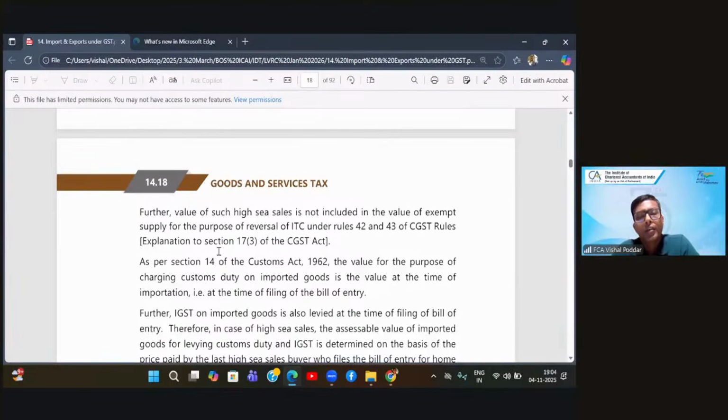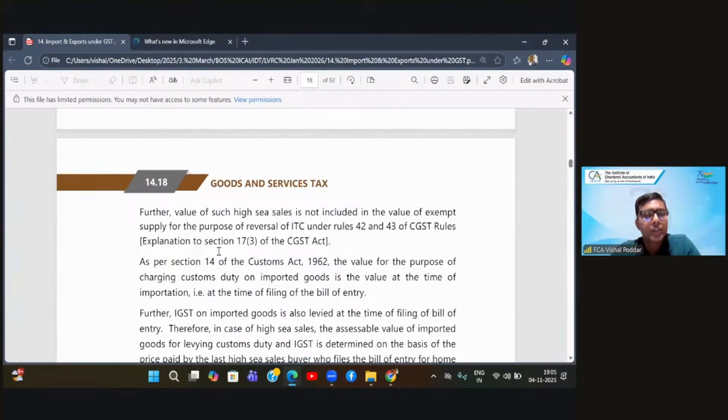Now, another interesting issue which you should know and remember is that there is Section 17(2) under the GST law. This 17(2), read with Rules 42 and 43 of the GST law, provides that whenever you are engaged in making taxable as well as exempt supplies, you have to do proportionate reversal of your common ITC. Now the question came, what about the transactions which are mentioned in Schedule 3? Whether for those transactions also you have to do proportionate reversal? So the original answer is no.